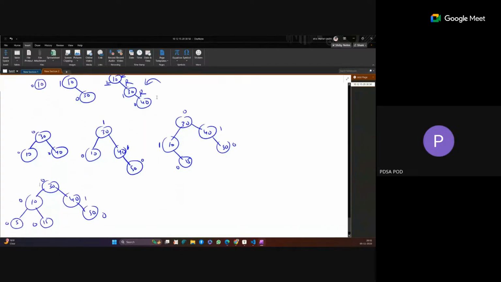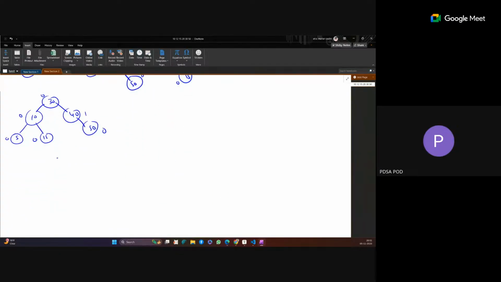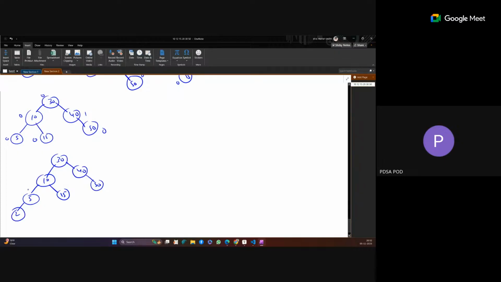Then next, 2. We have 30, 40, and 50, then 10 and 15, 5, and 2 will come. 2 is smaller than 30, smaller than 10, and smaller than 5, so it goes here. Now the balance factor for this is 0, 0, 0, and this is 1. This is 2 minus 1, 1. Here 3 minus 2, 1. And this is also 1.